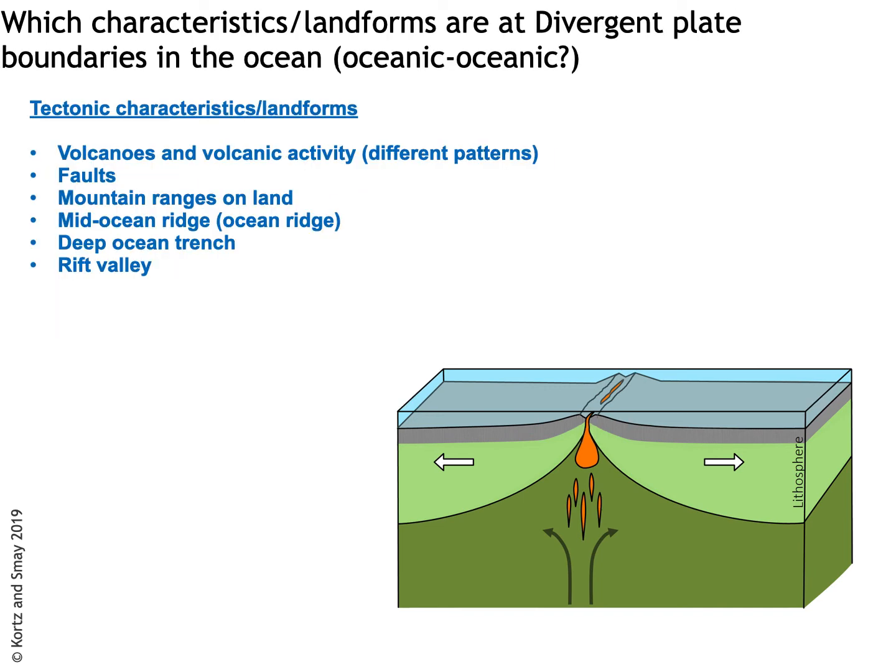So let's take a look now at tectonic characteristics or landforms that occur at divergent plate boundaries in the ocean. We've reduced the list just a little bit to eliminate some unnecessary overlap with processes, but you might still notice a little bit of overlap. That's okay. Volcanoes.